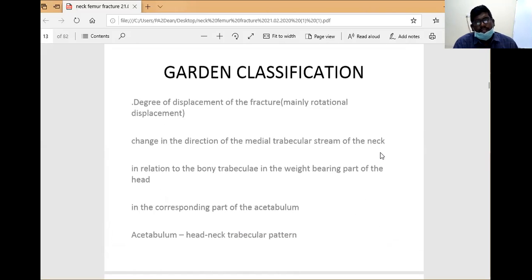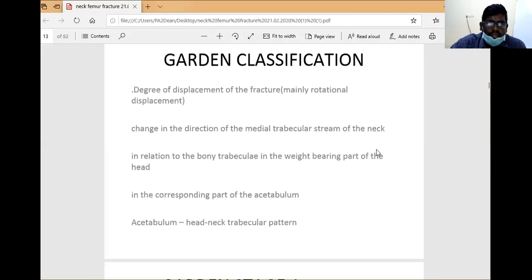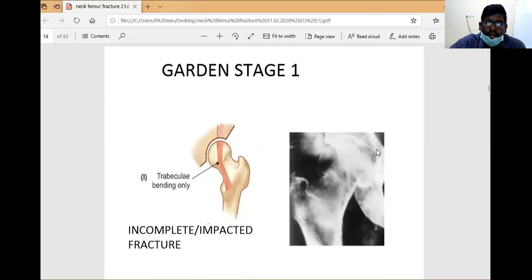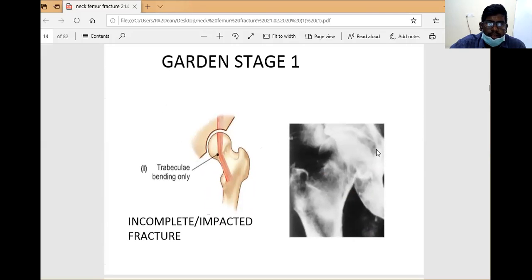And another classification is Garden's classification. This is based on the degree of displacement of the fracture and the acetabulum, head and neck trabecular pattern. If there is a change in this trabecular pattern in the neck, head or acetabulum, according to the changes it is divided into 4 stages. These are stages, meaning the more the severity of the injury, the higher the stage.